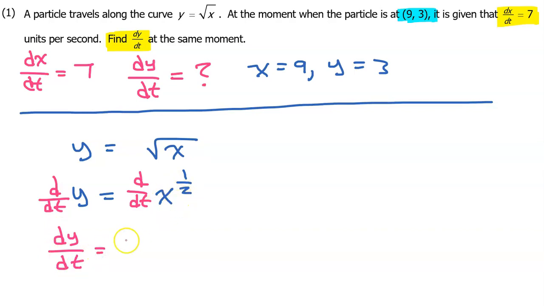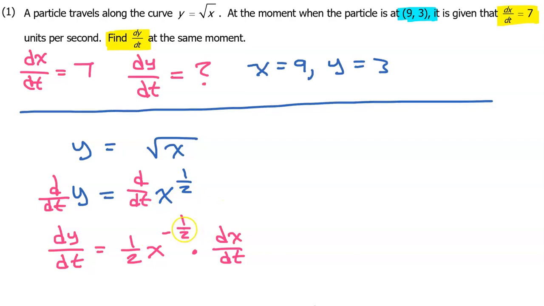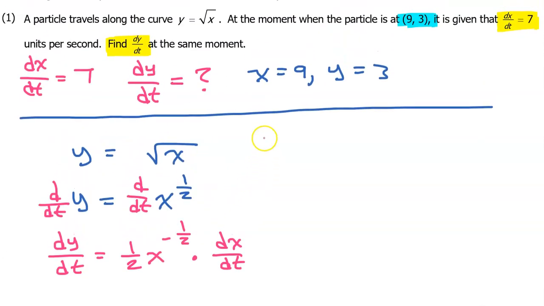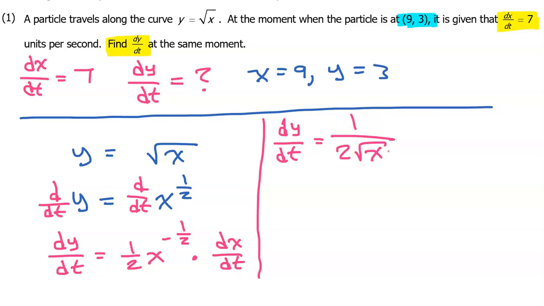But for this one, we will move that 1/2 in the front. Subtracting 1 gives us negative 1/2 power. But then, the chain rule, we multiply by dx dt as we take the derivative of the inner function. So we have this. Let's simplify this a bit. I think I will put this back in the form with the square root of x in the denominator. So we have dy dt is equal to 1 over 2 times the square root of x, times dx dt.